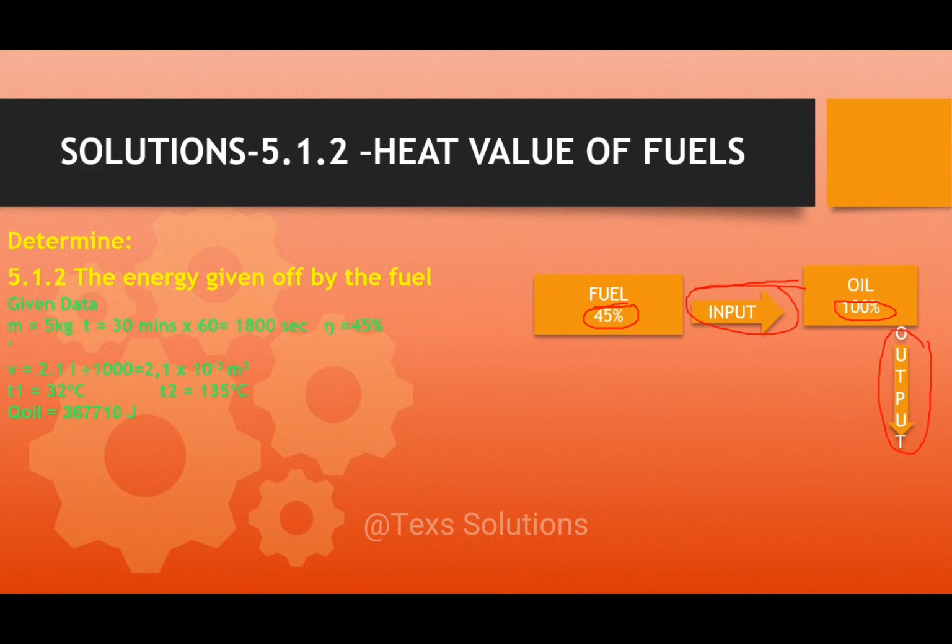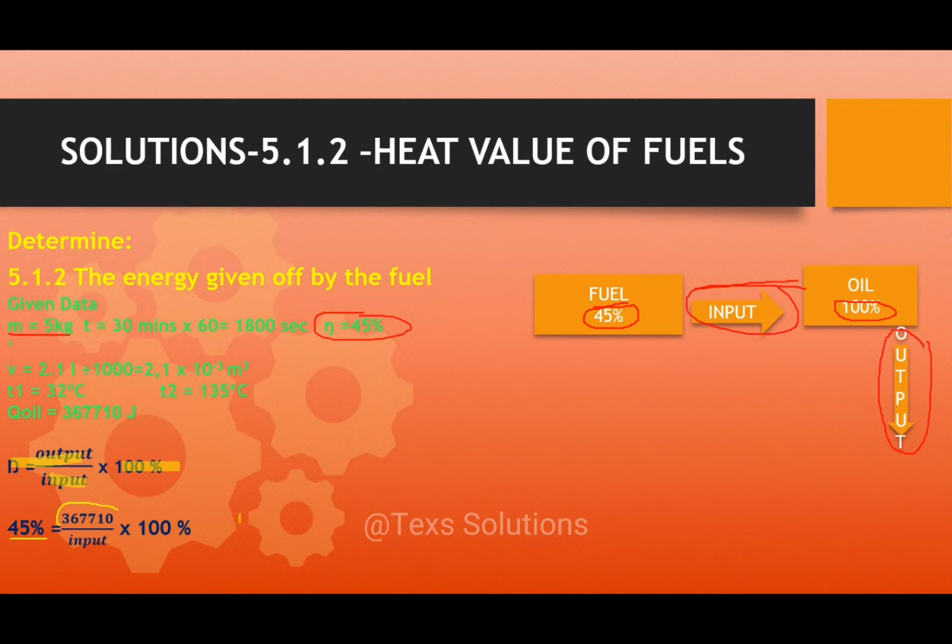We are therefore now dealing with an efficiency. As we can see from this question here, we know the mass of the fuel is 5 kilograms. We now know that the fuel is only burning for 45%. So when we have efficiency, the formula which we use is efficiency is output over input times 100%. We have already determined that the fuel side is the input and the oil side is the output. So my efficiency for the fuel, according to my question, is 45%.